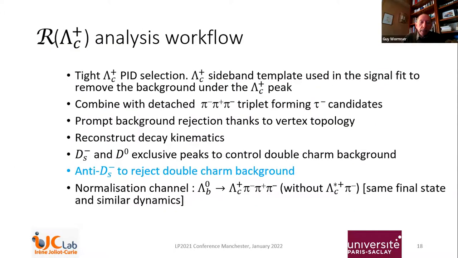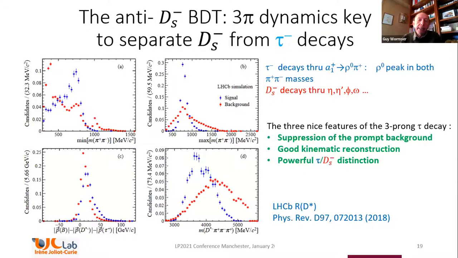So the final step in the analysis is to separate those DS decays, which are the larger background, as I mentioned, from tau decays. And here we are very fortunate because the dynamics of this 3-pi system is very different between tau decays and DS decays. In tau, you have an A1 resonance that decays to rho pi, so we have a rho peak in the pi plus pi minus mass combination, whereas the DS decays to eta prime, phi, omega, and so on. So if you look here at the minimum pi pi mass, the signal in blue has a clear rho peak and the DS is completely different. And same thing for the maximum pi pi mass.